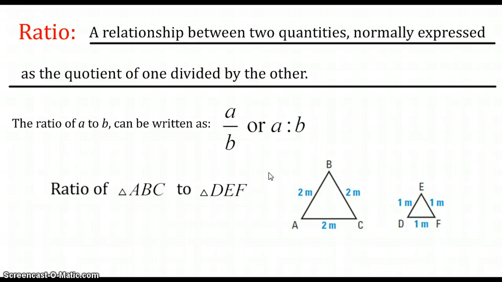If I gave you a triangle, for example, in geometry, and I said that ABC was 2 and 2 meters, and DEF was 1 and 1 meter, then if I asked you to express the ratio of ABC to DEF, which is bigger to smaller, then you would say the ratio is 2 to 1. You could actually use English, but we're going to stick to 2 over 1 or 2:1 as the way we're going to write it.